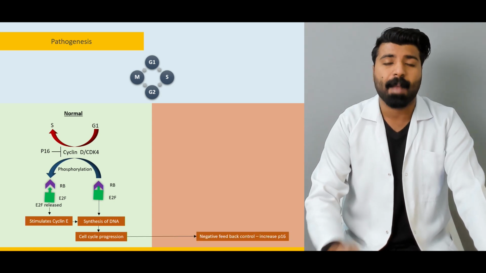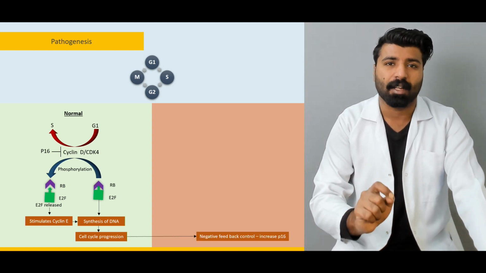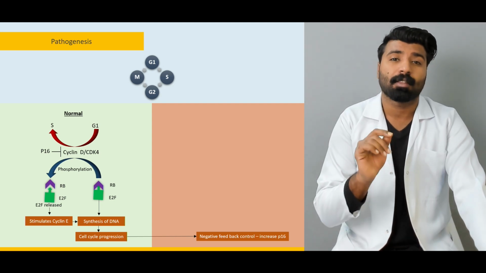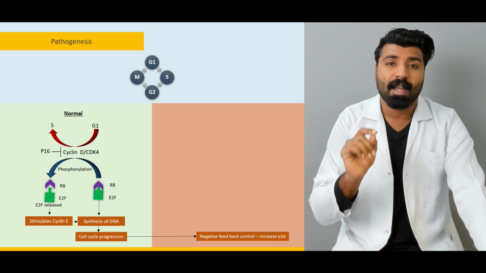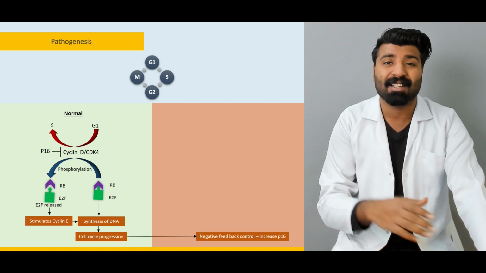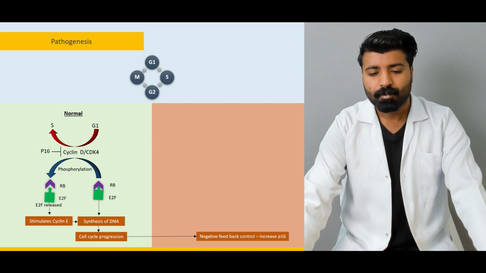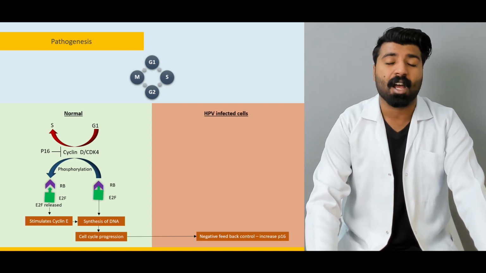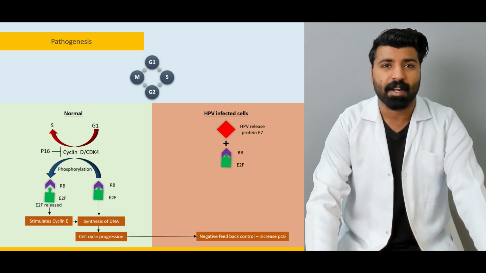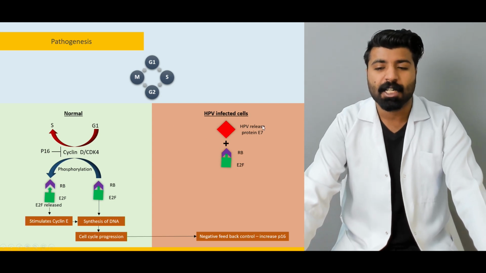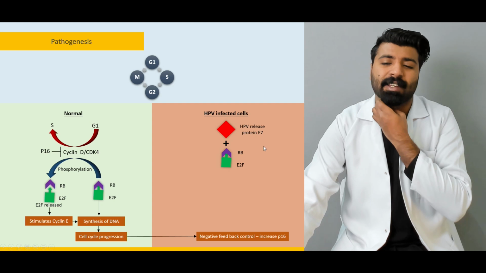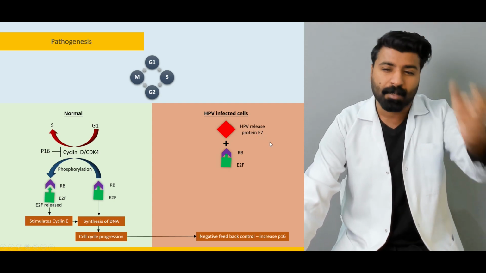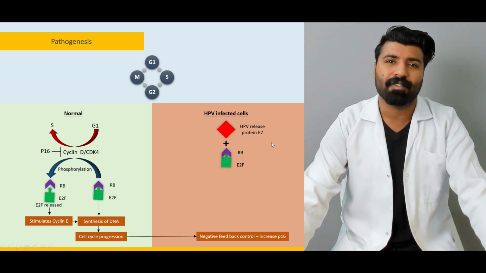Now what happens in the abnormal cycle? That's what we are here to learn, what human papillomavirus is going to do. First of all, HPV-infected cells are going to behave in a very different way, because HPV releases proteins E6 and E7. Here it is written only E7. That's not right. It contains two basic proteins, E6 and E7.